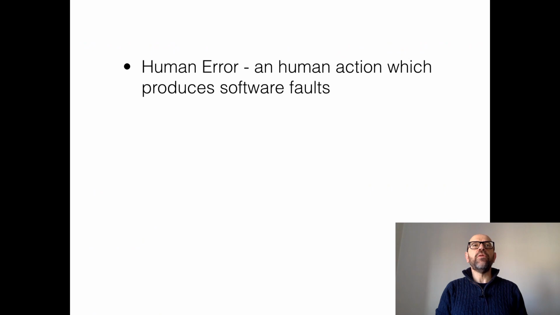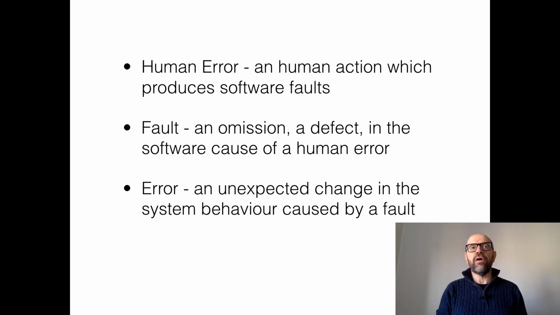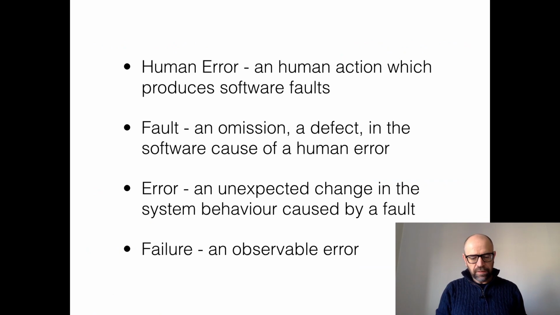So, human error: a human action which produces software faults. Fault: an omission, a defect in the software caused by a human error. Error: an unexpected change in the system behavior caused by a fault. And failure: an observed error. Okay, see you in a while.